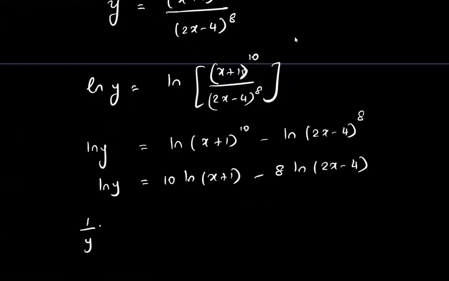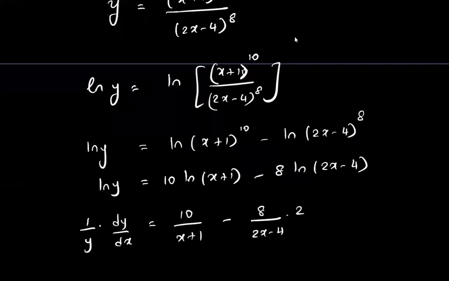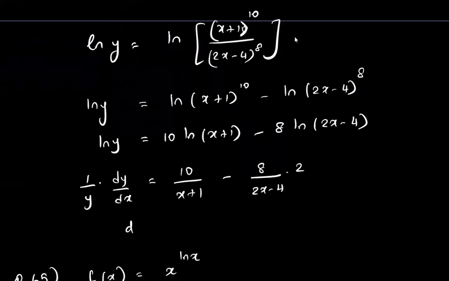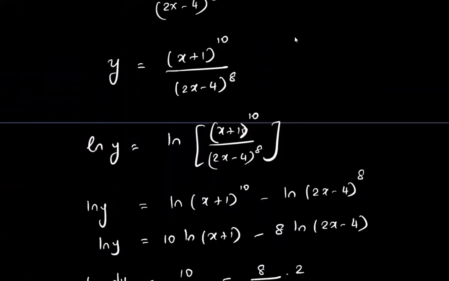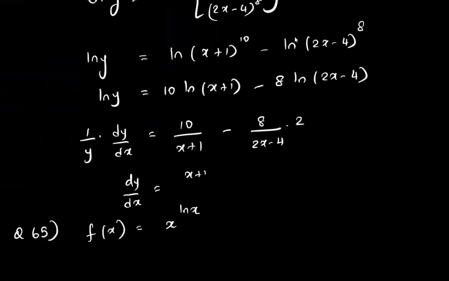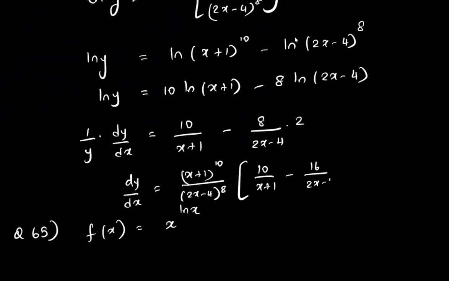So this derivative is 1 over y dy dx equals 10 over x plus 1 minus 8 over 2x minus 4 times 2. Then for the final dy dx, I have to move the y over to the other side. And what is my y? x plus 1 to the power of 10 over 2x minus 4 to the power of 8, all multiplied by 10 over x plus 1 minus 16 over 2x minus 4. And that's your answer.